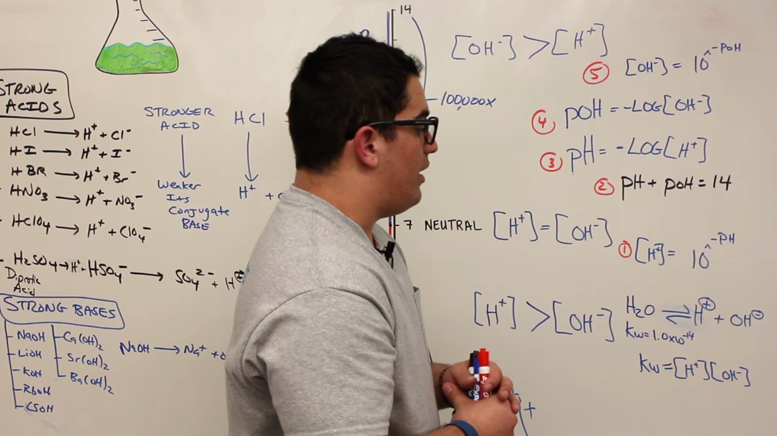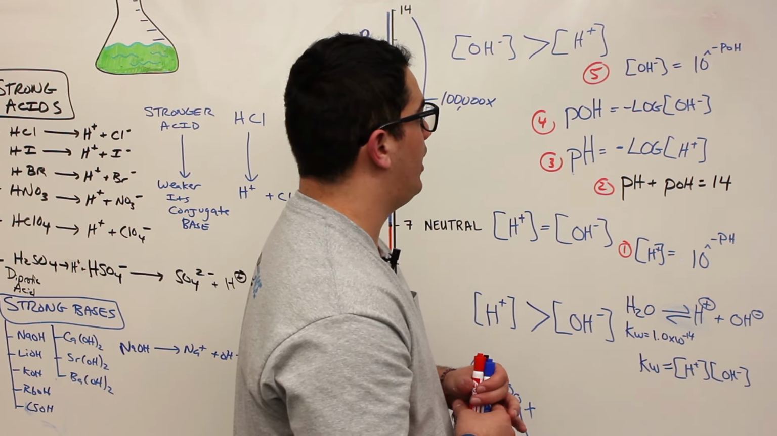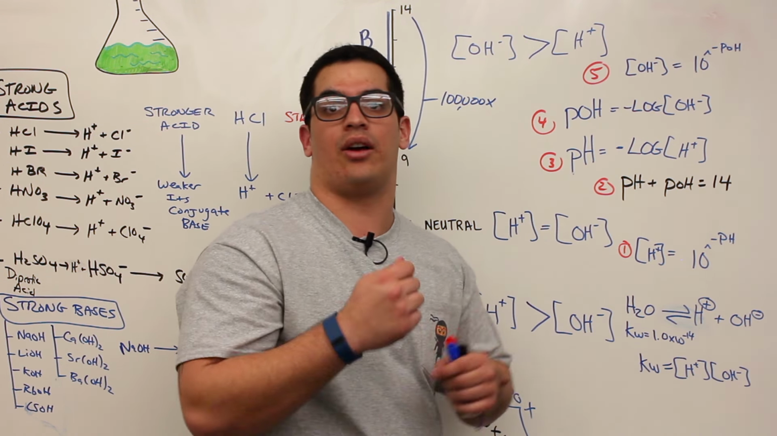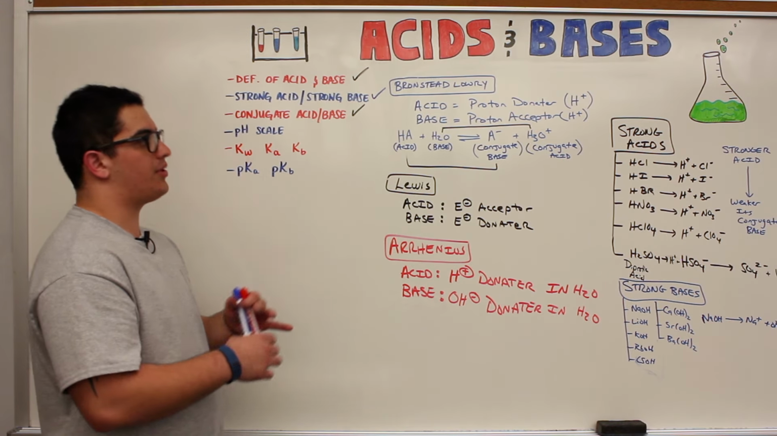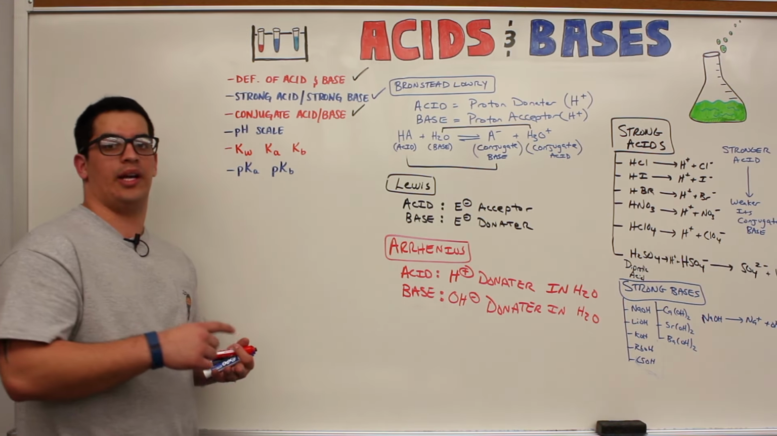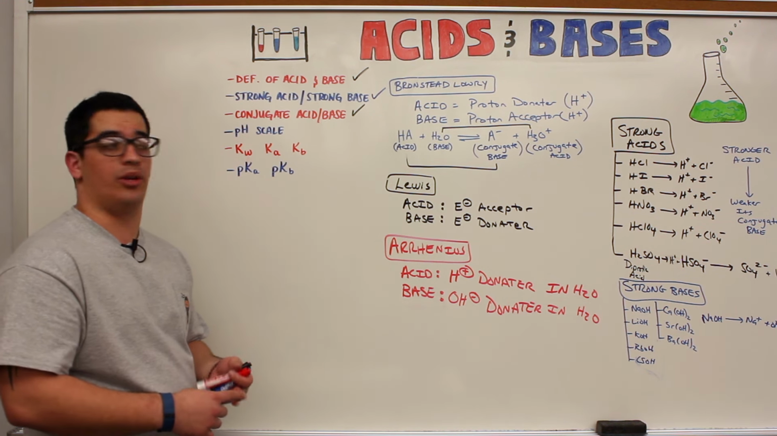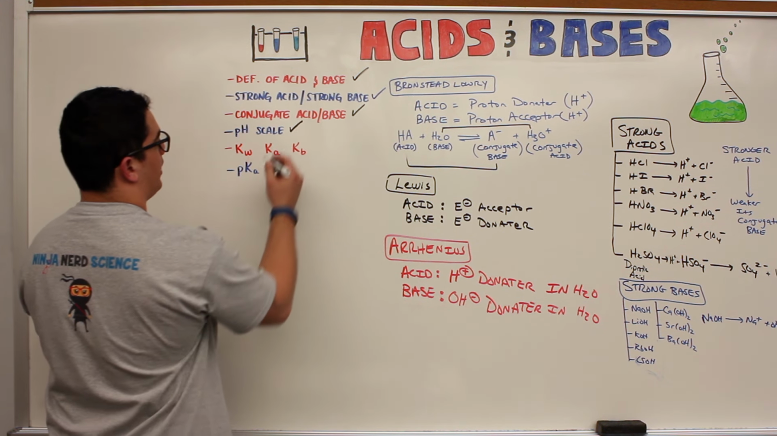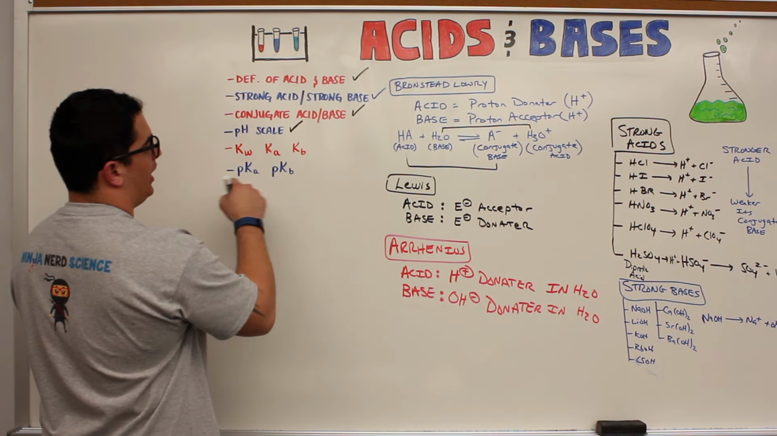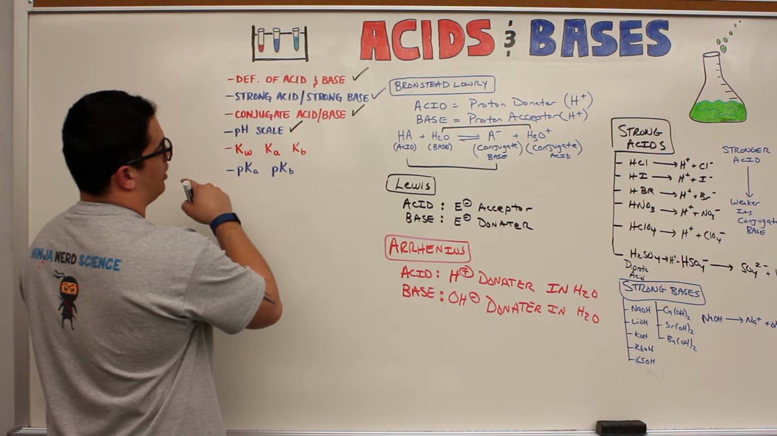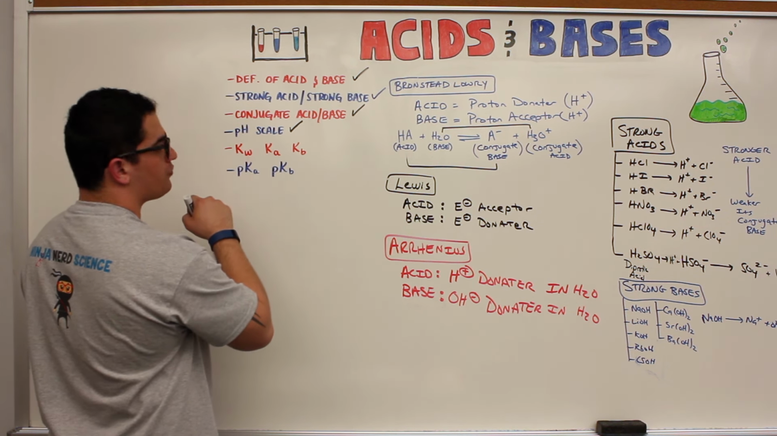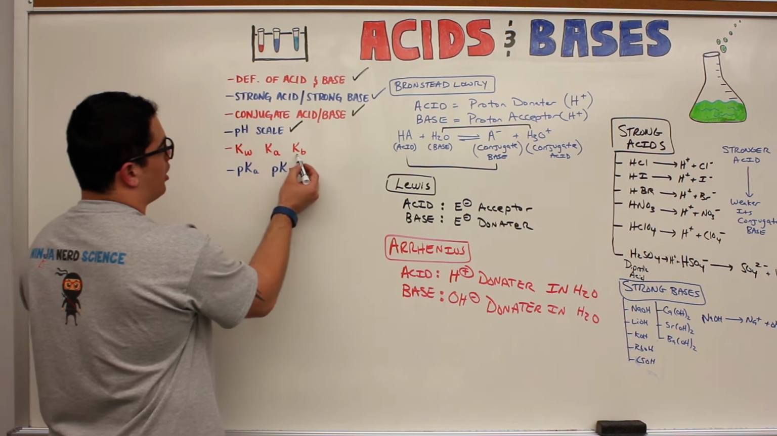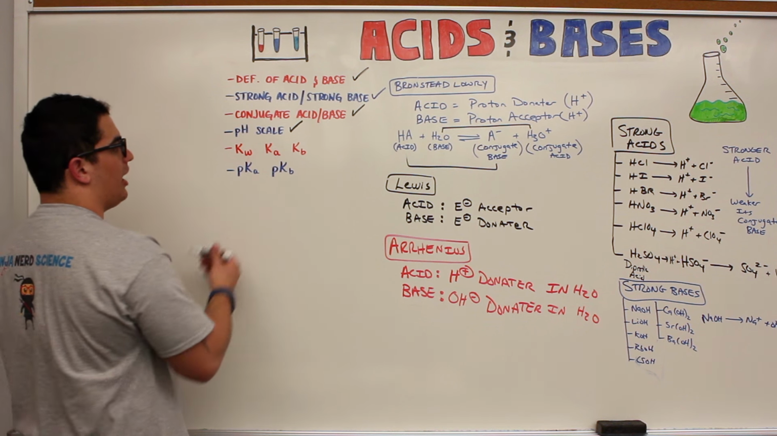All right, now let's talk about one other thing here, and that's weak acids and weak bases very briefly, and then we're going to go into a lot of calculations. So we finished up talking about the pH scale. We talked about pOH, pH, H plus, hydroxide, Kw. We talked about the logarithmic scale, acidity, basicity, and Kw. Now we have to talk about Ka and Kb, pKa and pKb.